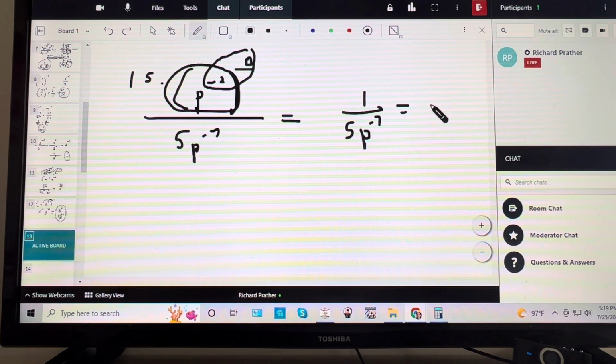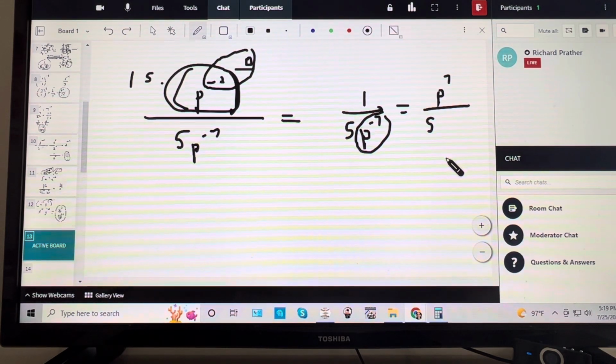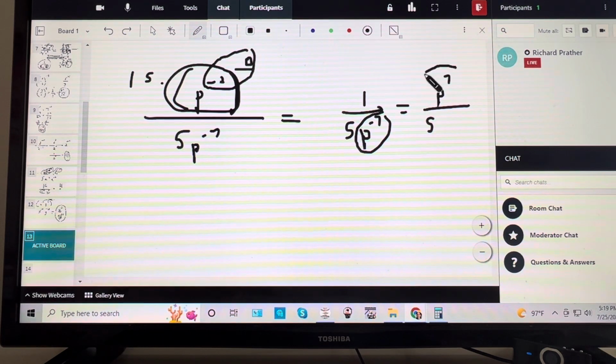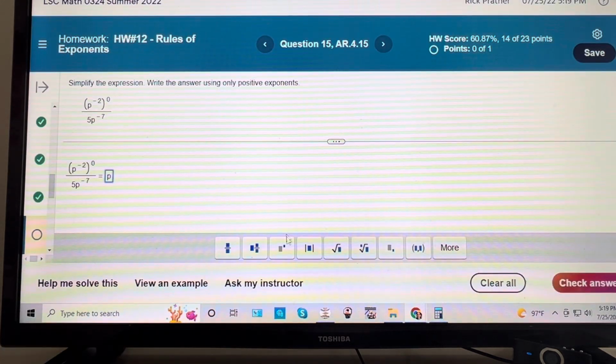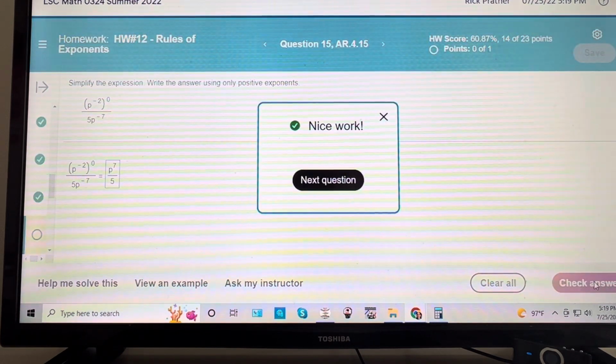So we got our 1 in the top, we got our 5 in the bottom. The 5 does not have a negative exponent. It would have to have parentheses to be so. But the p to the negative 7, that could move up to the top and become p to the positive 7. That's all a negative exponent does. And because there's something up there, then you don't need to put the 1 anymore. You could, but it's normally not written that way. So p to the 7th over 5. Once you recognize the top is to the 0 power, boom, the whole top is 1 because of the parentheses.